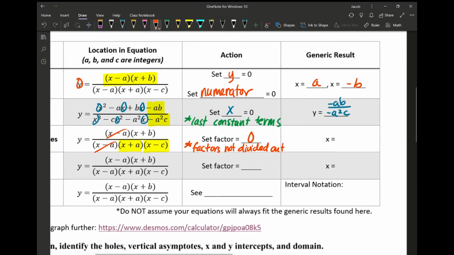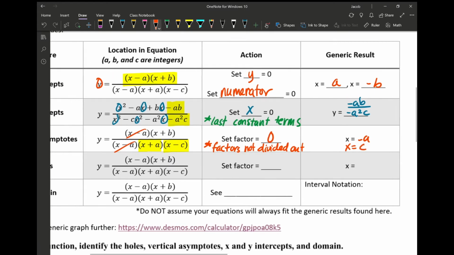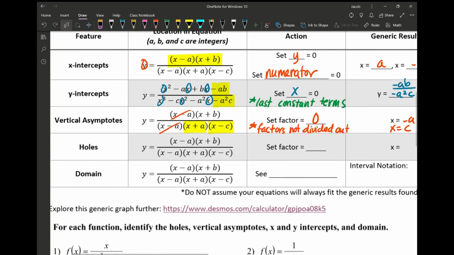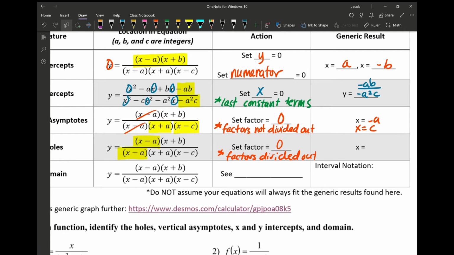So here, x is going to equal negative a, and x is going to equal positive c. For our holes, we are going to use the divided out factors. So one is factors divided out, one is factors not divided out. So we'll still set those factors equal to 0. So x is going to be just a.